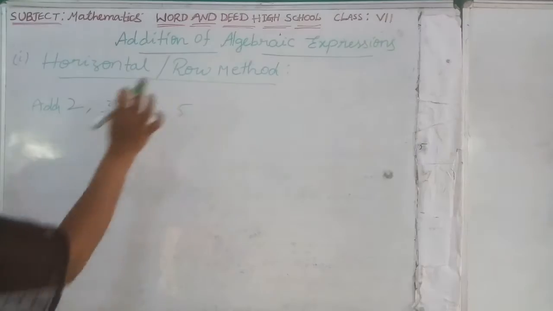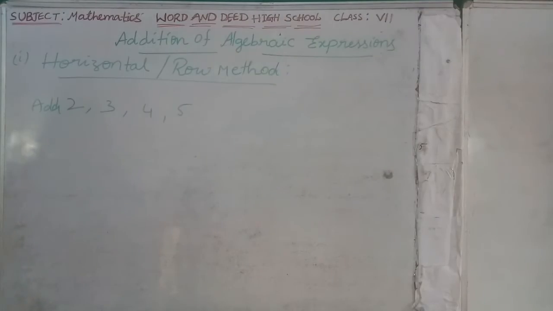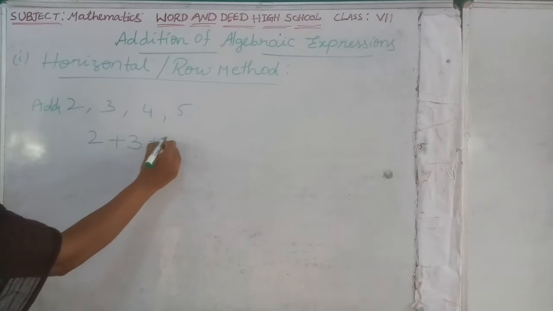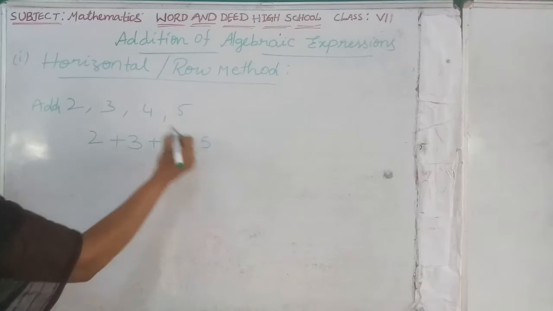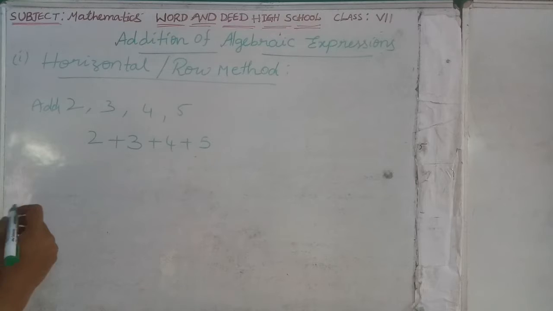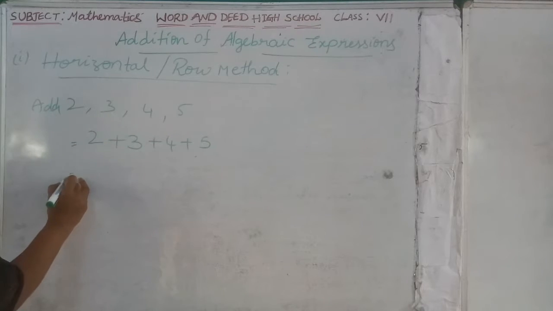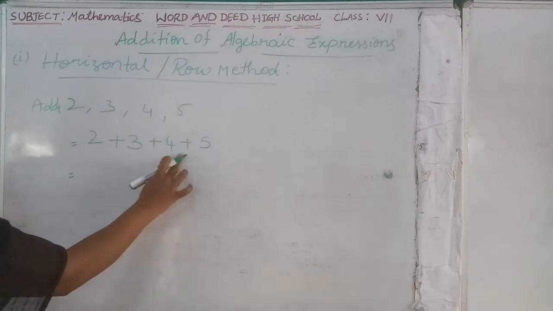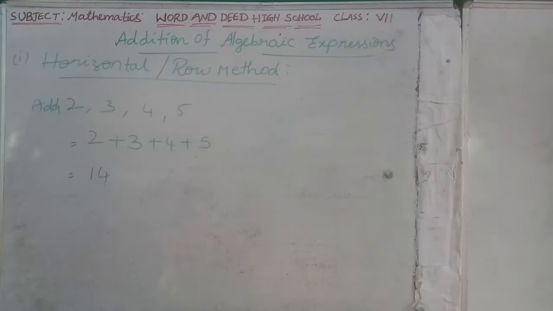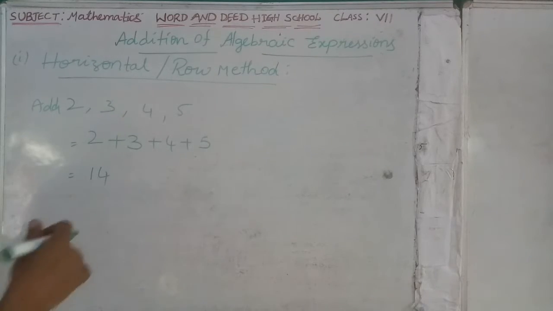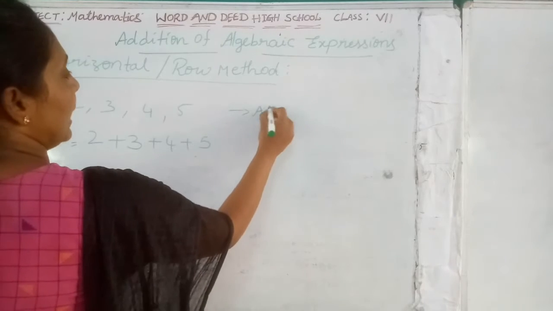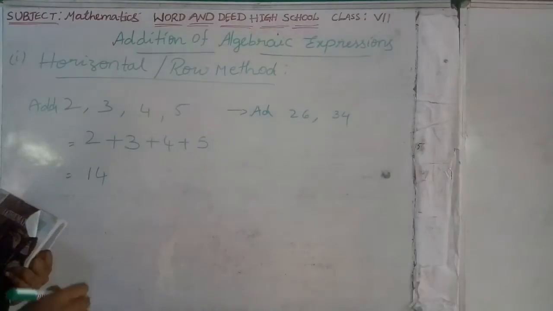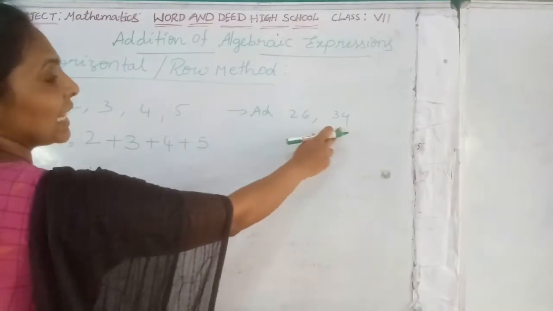So in the horizontal method, how can we add these numbers? 2 plus 3 plus 4 plus 5. 2 plus 3 is 5, 5 plus 4 is 9, 9 plus 5 is 14. Next, another example: add 26 and 34.